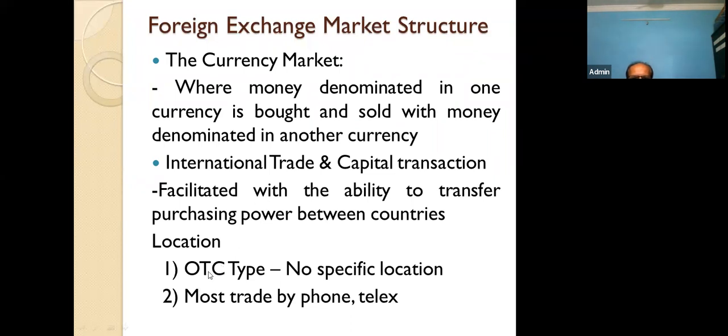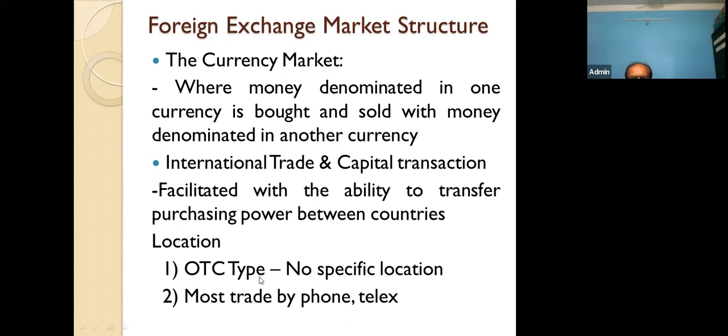Yes, long form of OTC. Anybody knows? Okay. If not aware, OTC means over the counter. O stands for over, T for trade, C for counter. Over trade counter type. It means this entire currency market at the international level is being taken at over the counter.